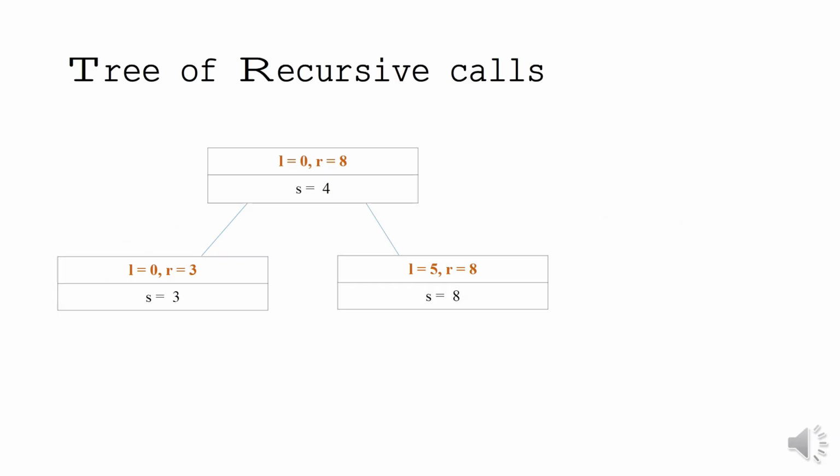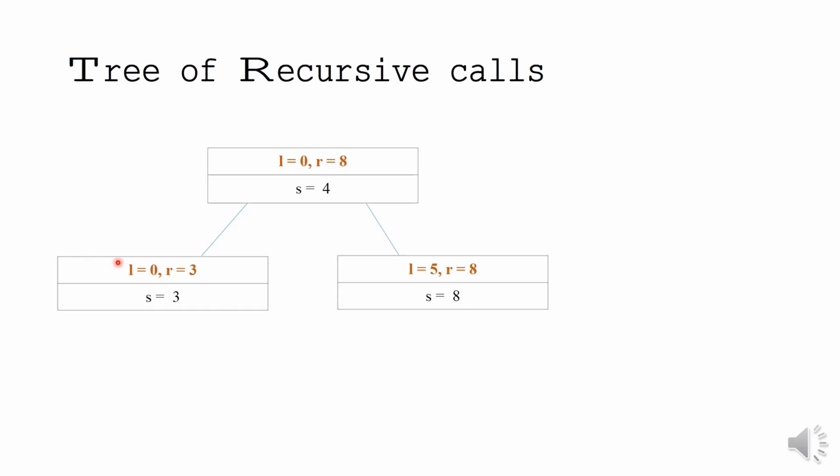So let us see how to build the tree of recursive calls for the quicksort in order to sort the given list of 9 elements. Initially, l is 0 and r is 8, the index of the first element and the index of the last element. With this value, we achieved a partition at s equal to 4. Further, we had to sort the left subarray and the right subarray.